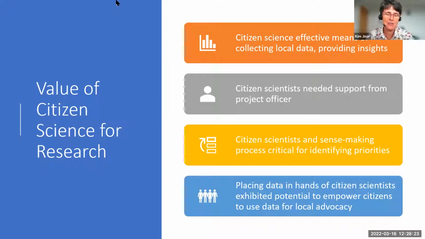So then we also, as researchers, have thought about the value of citizen science for research. Often it can be seen as a mechanism of getting the community to take on board some of that data collection for you, and obviously that's part of it. But we certainly found that our citizen scientists still needed the support of someone from the research team around that process. We did find that our community members were really great at collecting their local data, and it was really important and critical to have their additional sense making, to help them identify their own priorities rather than the researchers' or the policymakers' priorities.